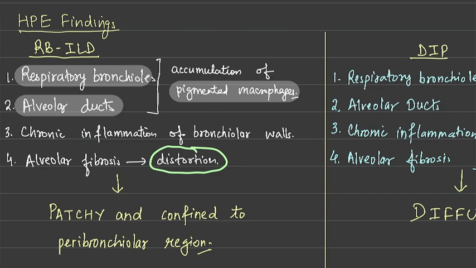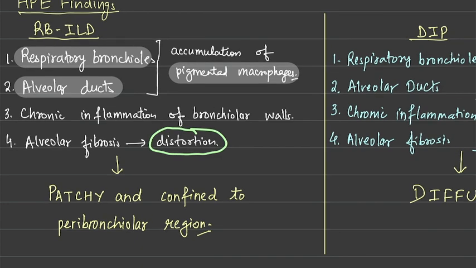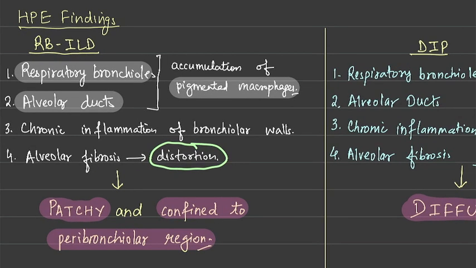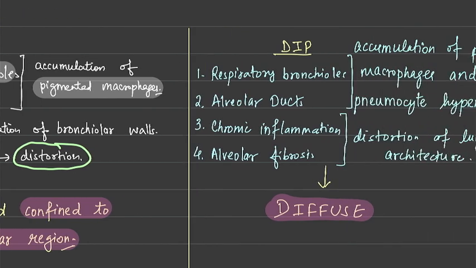But it is very important to note that the involvement in RB-ILD is patchy. It is confined to peribronchial regions, whereas in DIP we will study that it is diffuse, right? The findings are almost similar, but in DIP they are diffuse, and in RB-ILD they are patchy, right?